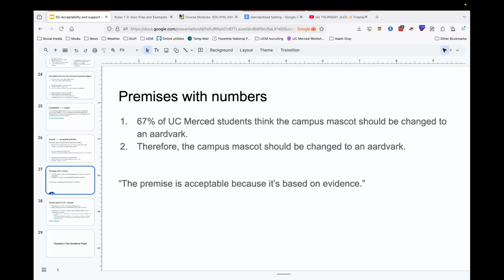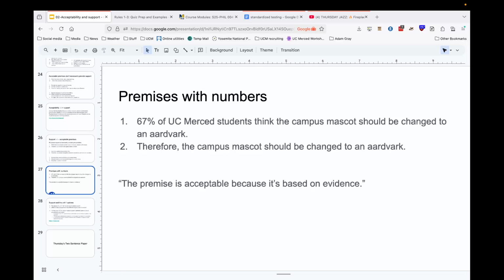If we accept this premise for the moment, it's not acceptable, but if we do for the moment, we accept this premise that a supermajority of students think the campus mascot should be changed, and we use an implied premise that we should go with what the majority of students think, then we get at least some support for the conclusion. Right? We have at least some reason why the campus mascot should be changed to an aardvark. So this premise provides support.